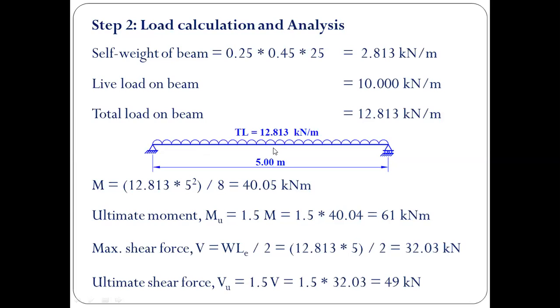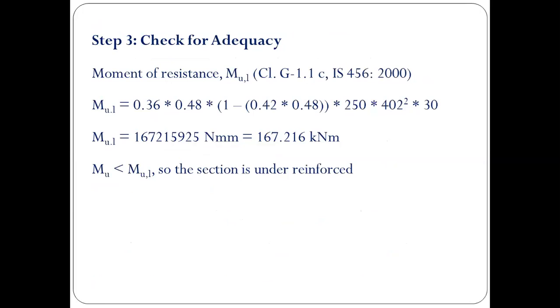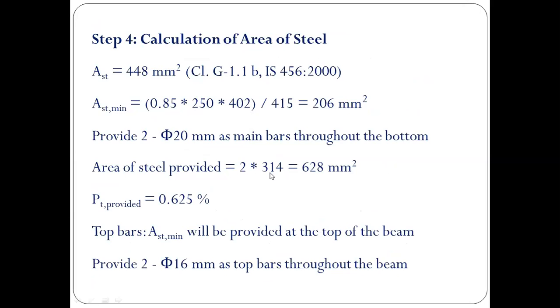So resolving this simply supported beam, we have found out moment and shear. We have converted them into ultimate moment and ultimate shear force. So the value of ultimate moment is 61 kilonewton meter and ultimate shear force is 49 kilonewtons. And we had checked the adequacy of the section and found out that the section is under reinforced, which will end up in a singly reinforced section.